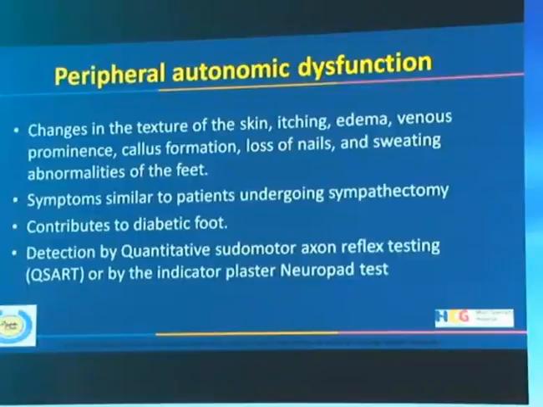Last four slides about diabetic autonomic neuropathy. How can we continue, because we don't have the second speaker yet. So you can take a few more minutes. No problem. Thank you very much. Thanks a lot. So I'll be a little slower.